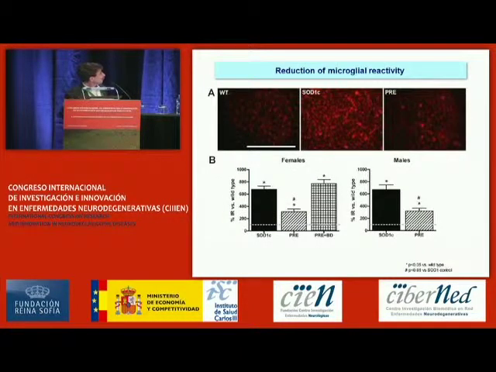Combining this picture, microglial cells, I don't know if you could turn off the light in front, because this screen is very hard to see.